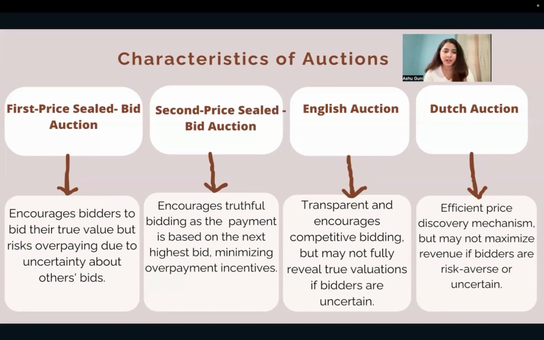In second price sealed bid auction, it encourages truthful bidding as the payment is based on the next highest bid, minimizing the overpayment incentives. And English auction is transparent and it encourages competitive bidding but may not fully reveal the true valuation if bidders are uncertain. Dutch auction is an efficient price discovery mechanism but may not maximize revenue if the bidders are risk averse or uncertain.